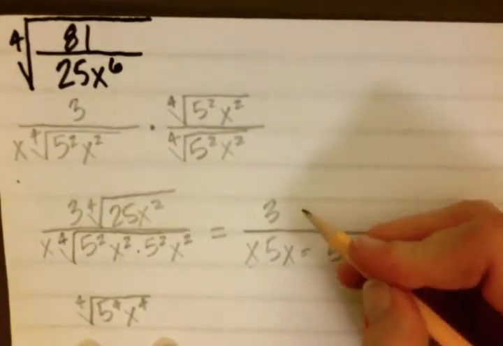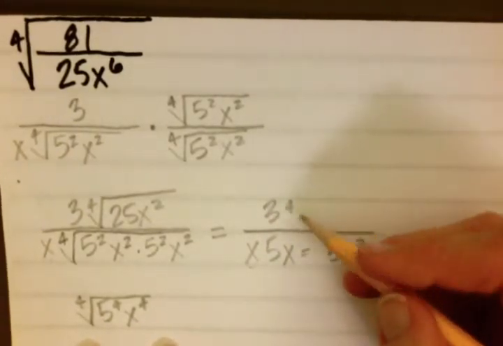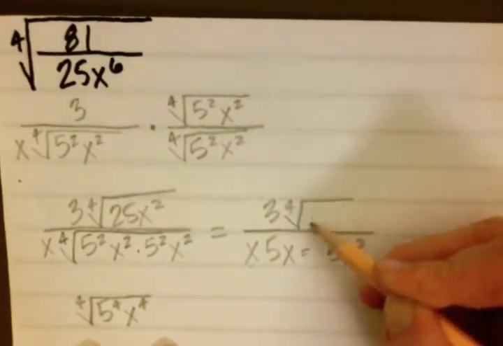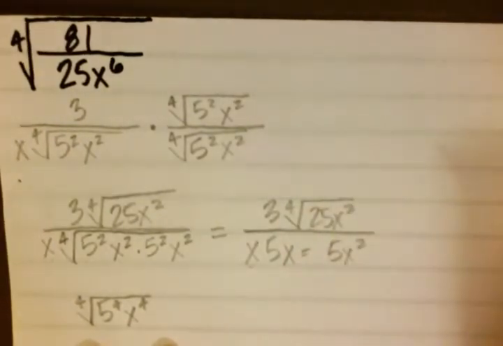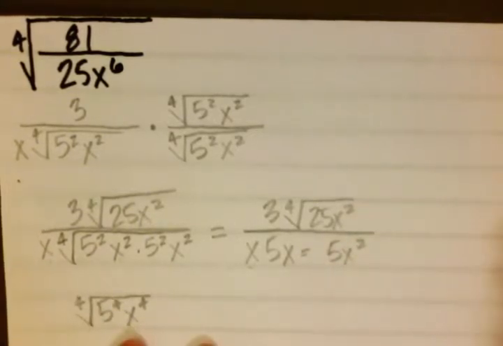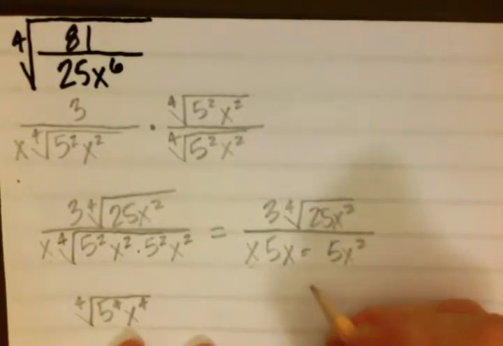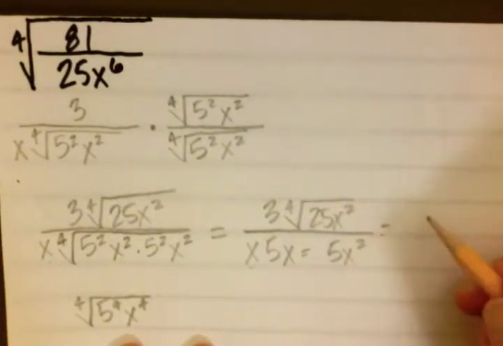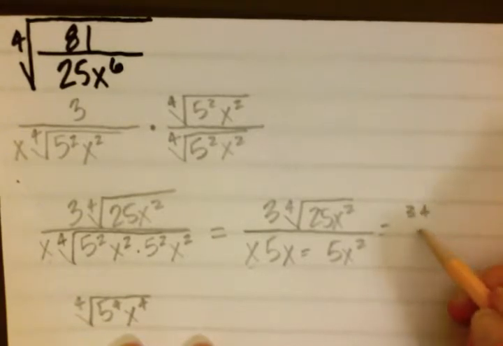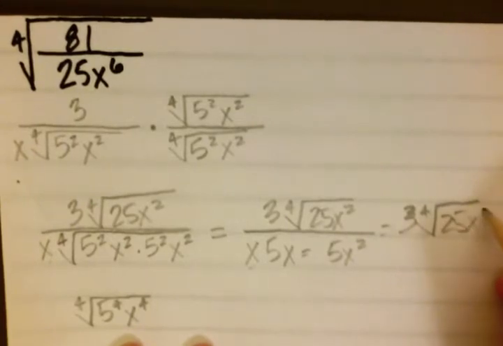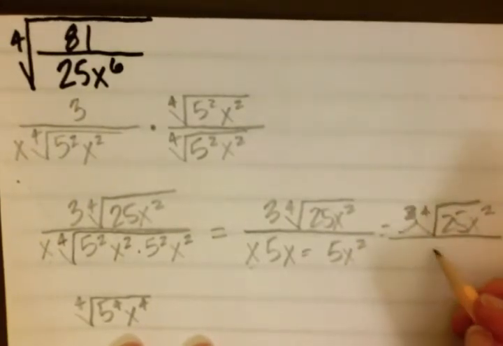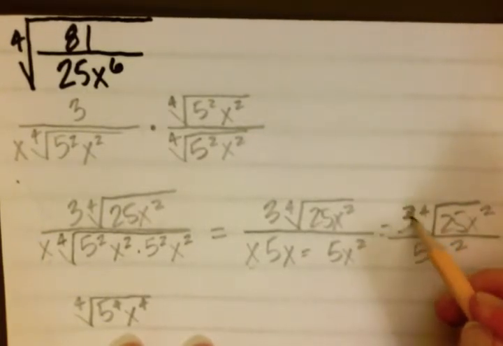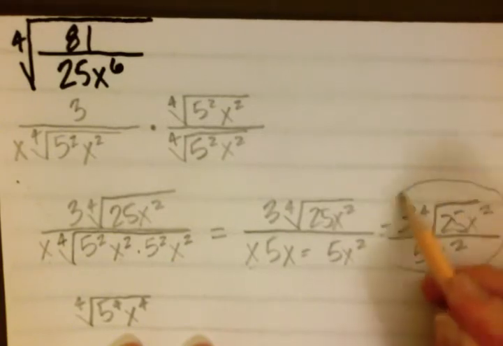So our numerator is going to be 3 fourth root 25x squared, and our denominator is 5x squared. I'll go ahead and rewrite that here. 3 fourth root of 25x squared all over 5x squared, and that is the final answer.